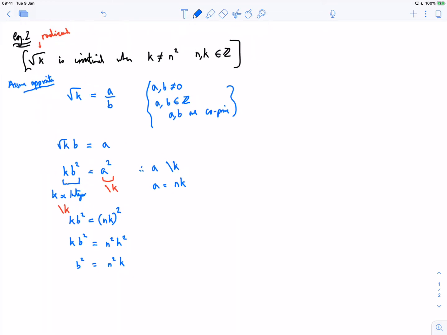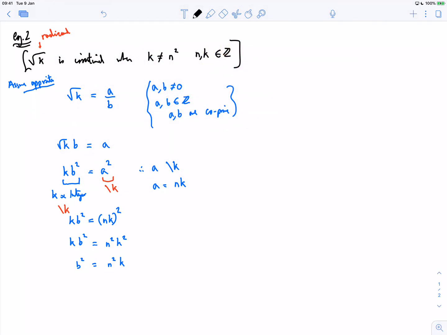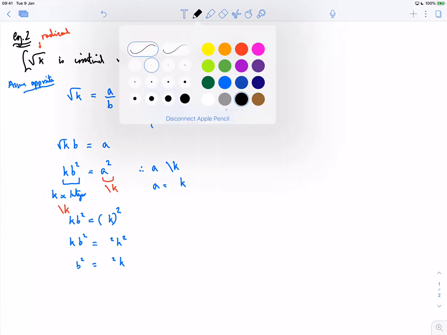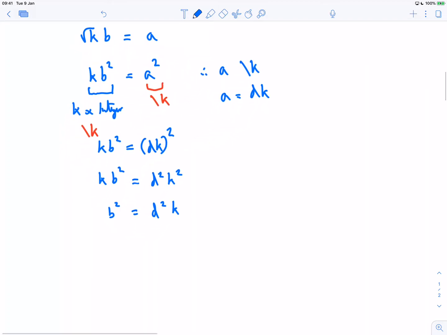I'm allowed to divide by k. I should have made this clear, that k belongs to the set of positive integers up there. And in actual fact, I won't use n because I've used n previously higher up. Let's use d. So that's d squared k. Okay, fine. And now look.